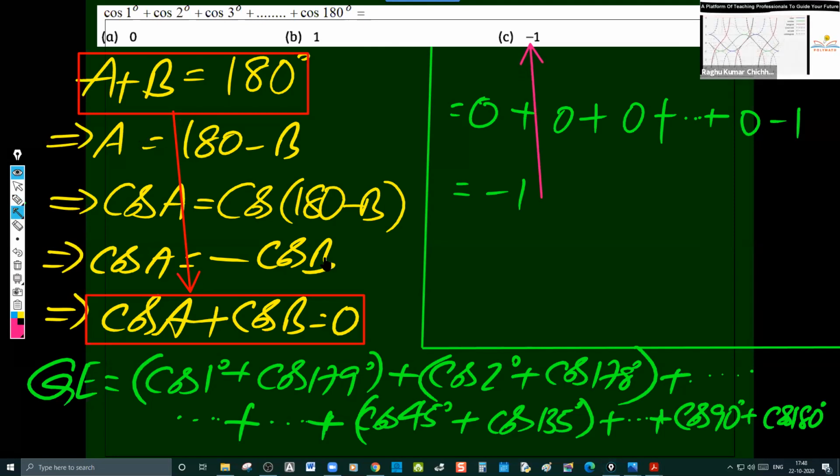Just understand it. Now my question to you: if A plus B is equal to 180 degrees, then what should be the relation between sine? If it is cos, just now I derived, it is cos A plus cos B is equal to 0. If it is sine, what should be the relation? Any one of you both.